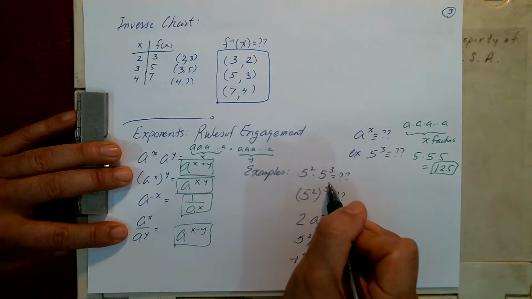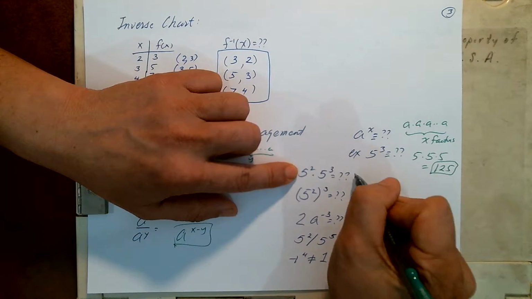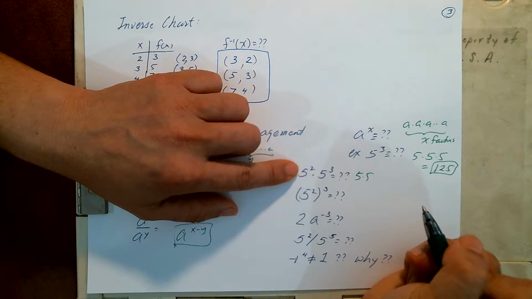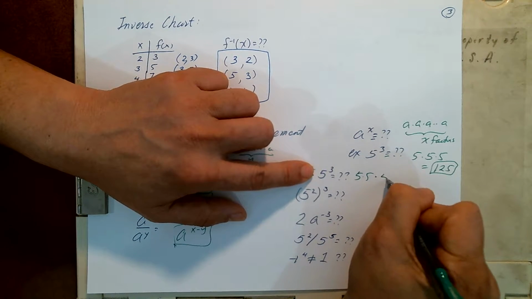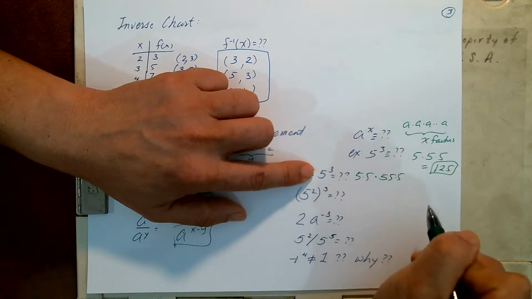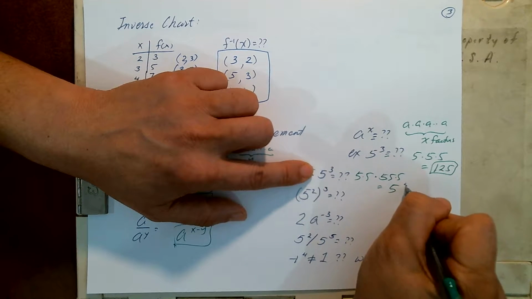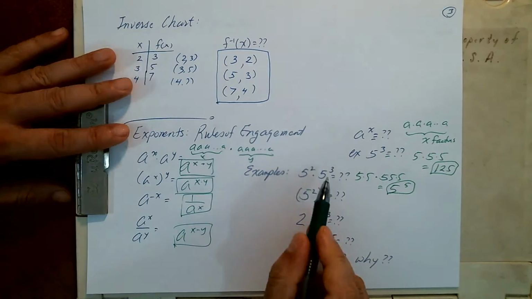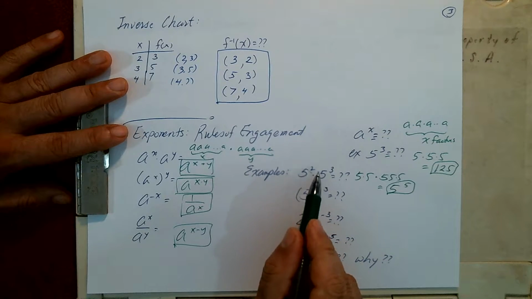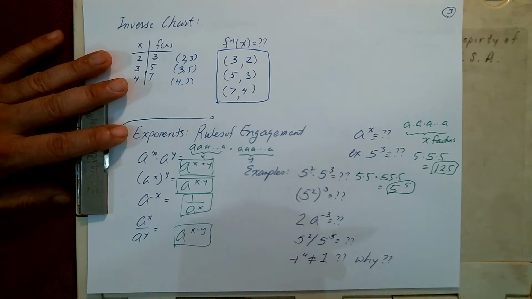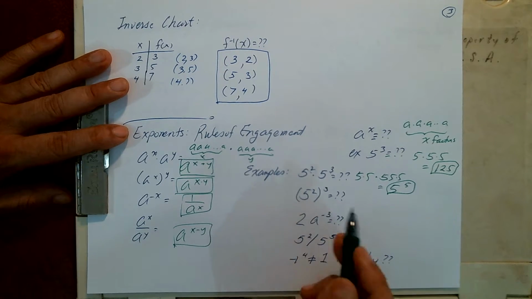Let's look at some examples of how we do this. You could have done 5 squared times 5 cubed, which is 5 times 5 times 5 times 5 times 5, and you end up with 5 factors of 5, 5 to the 5th. Or what we could have done was just add the exponents. 2 plus 3 is going to be 5 right there. Okay.